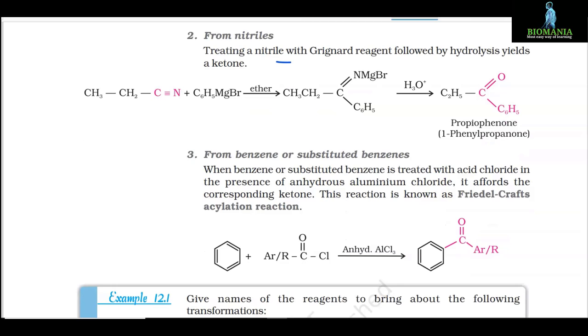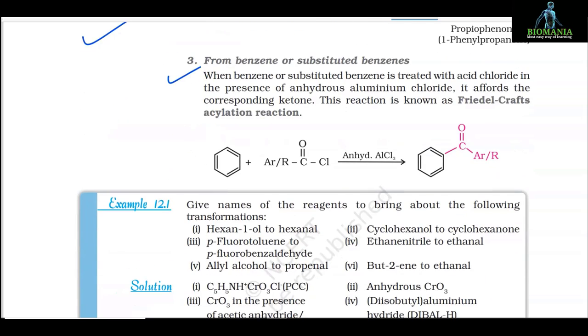Number 2, from nitriles. Treating a nitrile with Grignard reagent followed by hydrolysis yields a ketone. Here you can see the reaction. CH3CH2CN plus C6H5MgBr in the presence of ether gives CH3CH2C(=NMgBr)C6H5, which gives C2H5COC6H5, that is propiophenone.